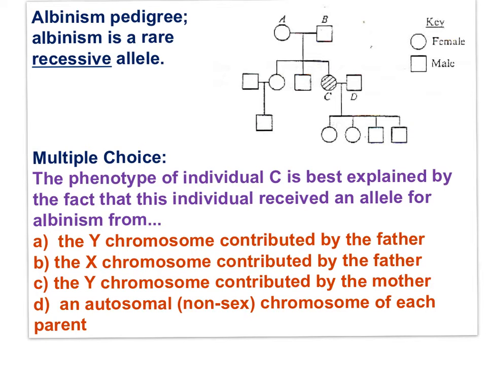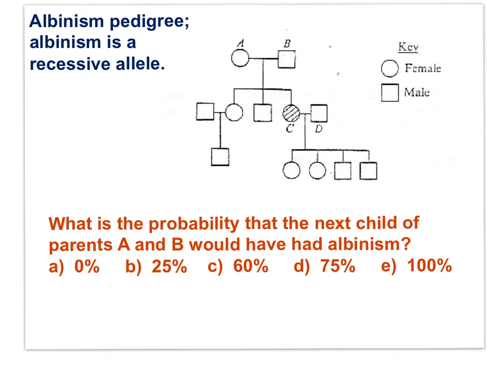It's D. The phenotype of person C is best explained by receiving an autosomal chromosome from each parent. Knowing that albinism is a recessive autosomal allele and looking at the pedigree, you know that persons A and B are heterozygous and child C is homozygous recessive. What is the probability that the next child of parents A and B would have albinism? Hopefully you could work this out to be 25%.